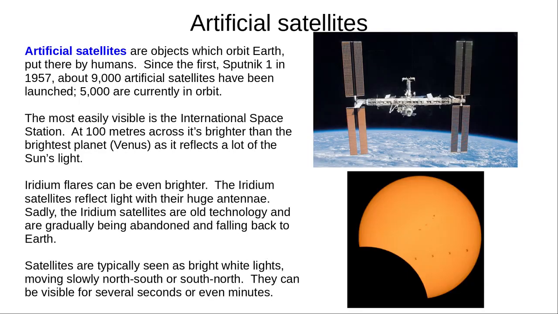When observing the sky at night, you may also see artificial satellites pass overhead. They typically travel north to south or south to north, and appear as bright white lights, reflecting the sun's light for up to a few minutes. There are 5,000 satellites in orbit today. By far the largest is the International Space Station. At 100 meters across, it can outshine Venus, the brightest planet.